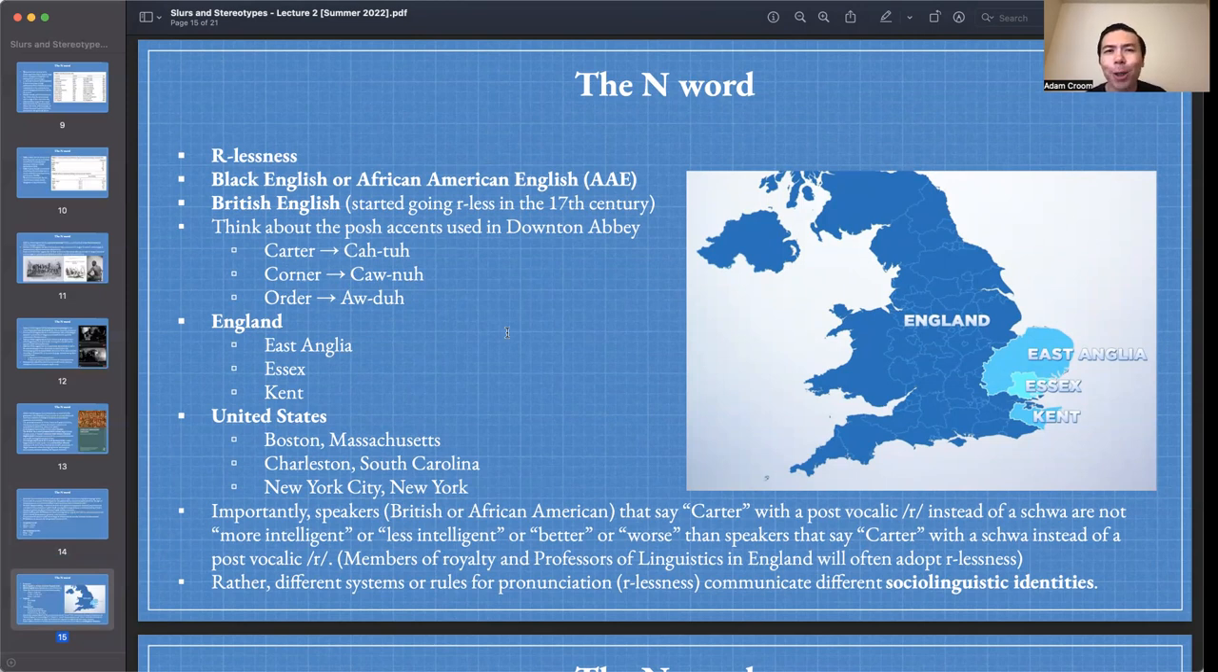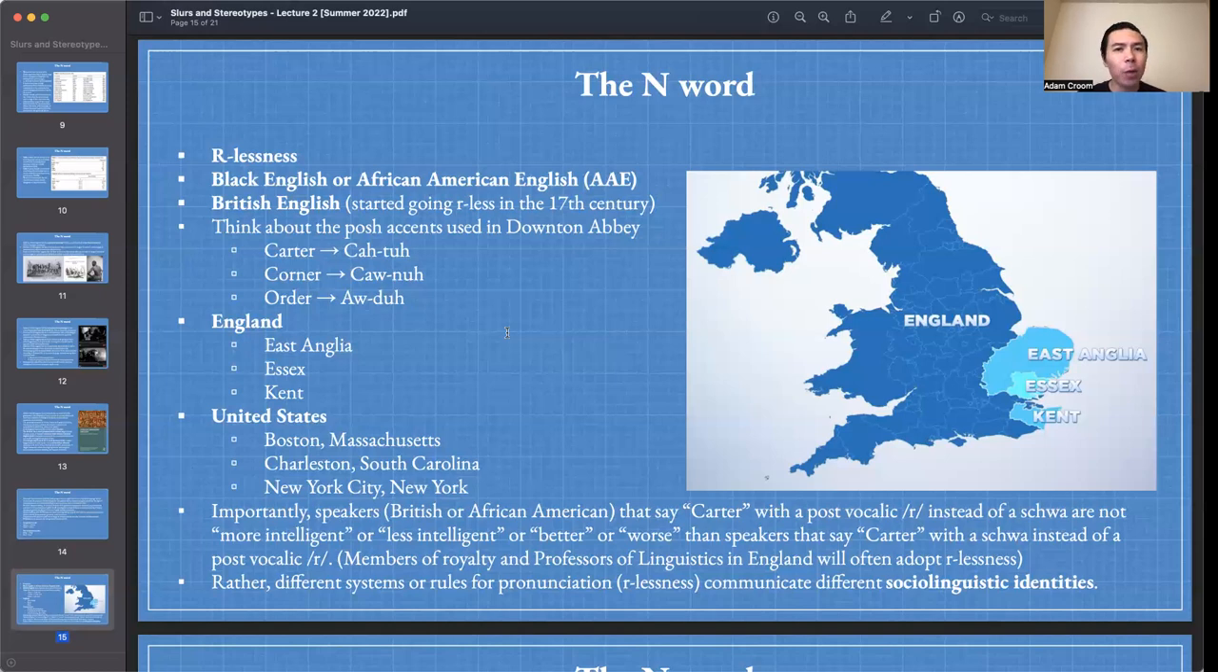Okay, so you think about some of the posh accents used in Downton Abbey. Okay, so something like Carter, right? Professor Carter, you might say Carter, right? But the British English, they don't say Carter, right? It's more like Carter, right? Carter, right? Or corner, right? Corner, right? Corner. And order, order, order, right? Of course, my British accent is horrible, right?